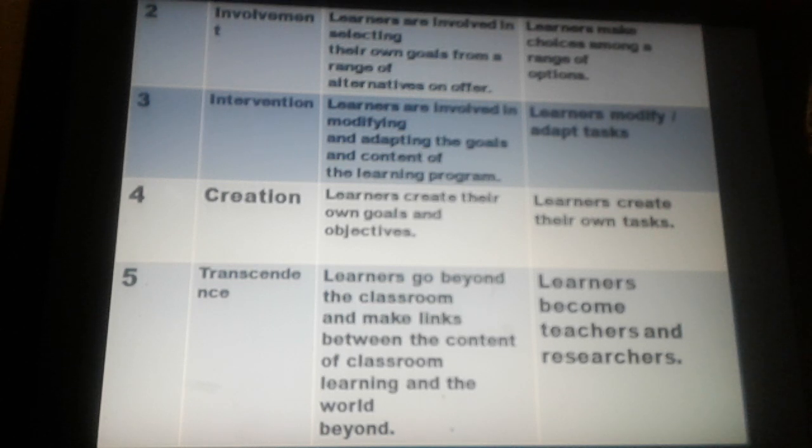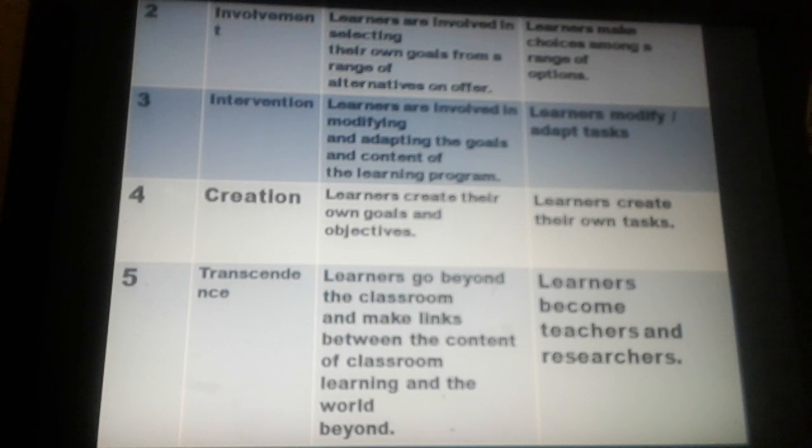Learners go beyond the classroom and make links between the content of classroom learning and the world beyond. And the process: learners become teachers and researchers. So here, if the students go through all these levels, they will not remain just students, they will become teachers of themselves, of others, and also researchers. So they will take all that they learned in the classroom into their society. They will not be a product of their society, they will be a producer. This is what we mean by autonomous learning.